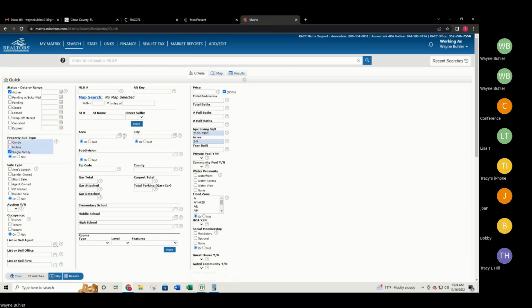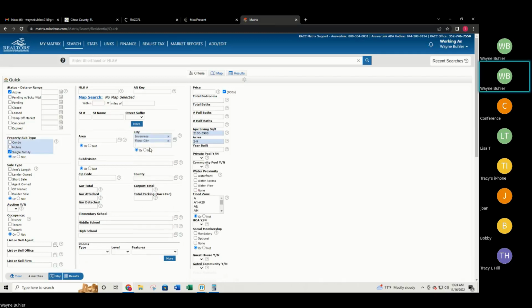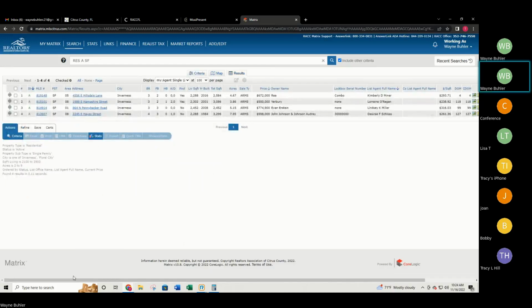Single family, Inverness, Floral City. I got 4 matches, so let's compare. What am I competing with now? What's my competition? So let's look at the first one.